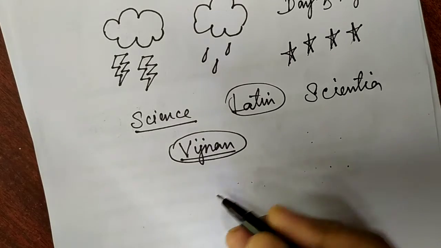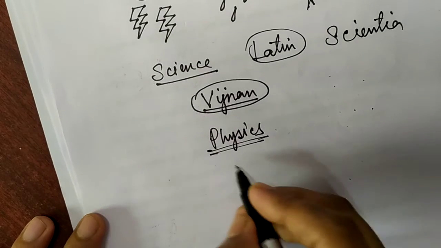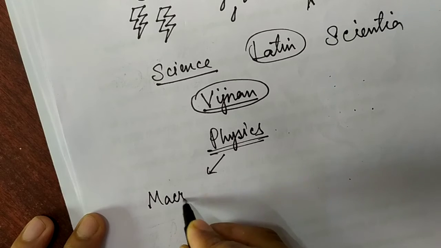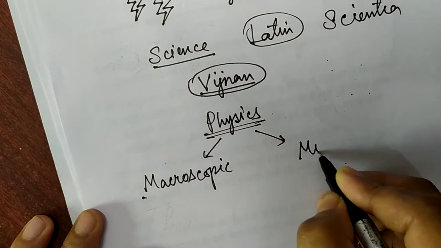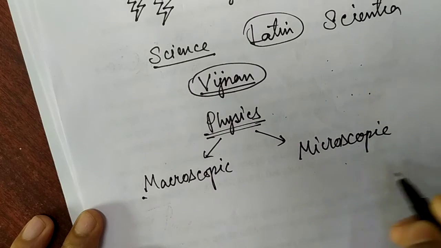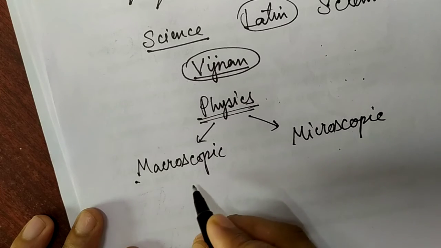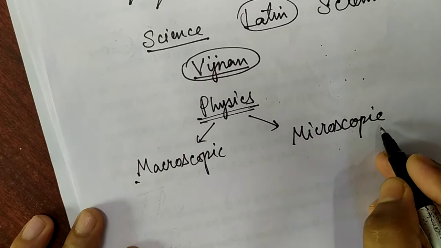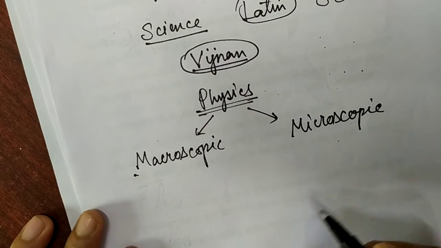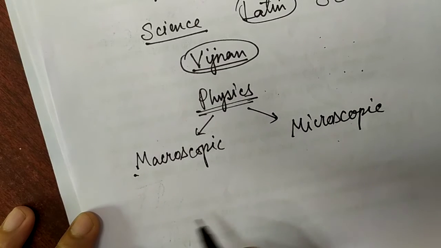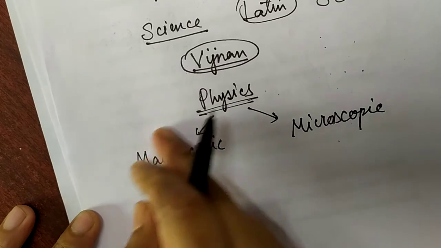Now, physics basically has two domains: macroscopic domain and microscopic domain. Macroscopic, which includes, you can say, that which we can see with naked eyes. Microscopic, which is very small, you cannot see with naked eyes. Classical physics, mechanics, electrodynamics, optics and thermodynamics will come into macroscopic.